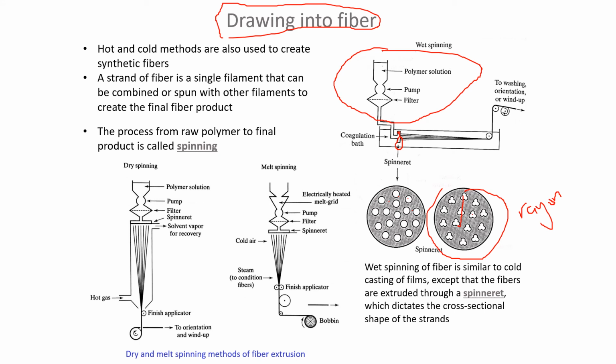This can also include whether we spin it with lots of solvent, and also melt spinning. But the final product is usually different from each other because of the fiber extrusion difference.